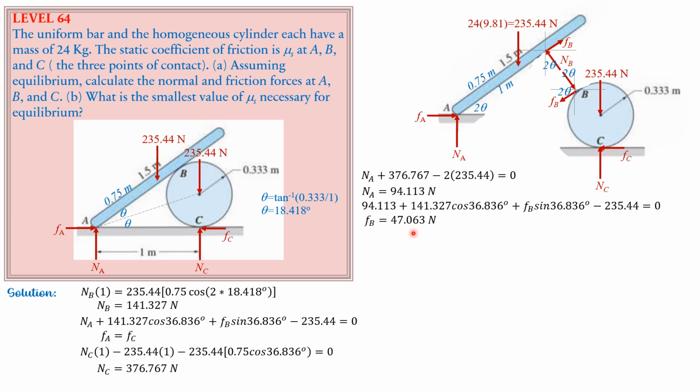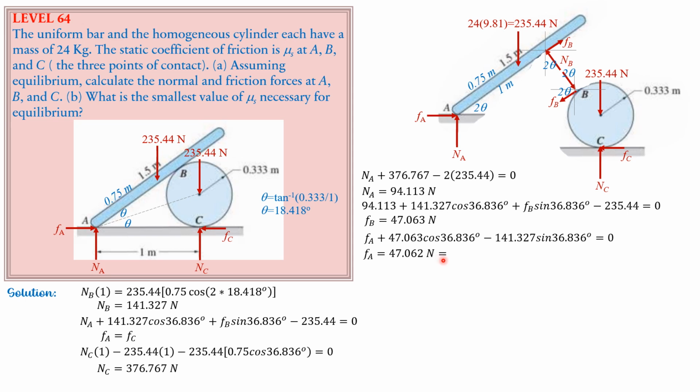Since FA equals FC, and if we sum up moments about the center here, we can say also that FC equals FB. So that means FA plus FB cosine of... into this equation, summation of horizontal forces: FA plus FB, which is 47.063 cosine of 36.836, minus NB sine of 2 theta, which is sine of 36.836, equals 0.